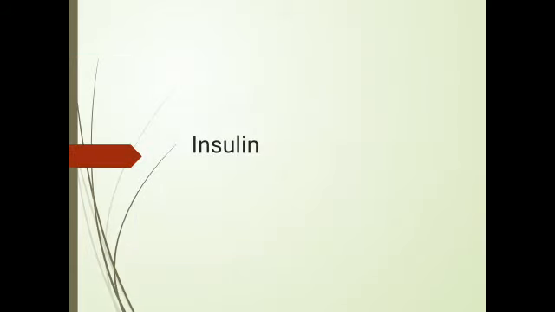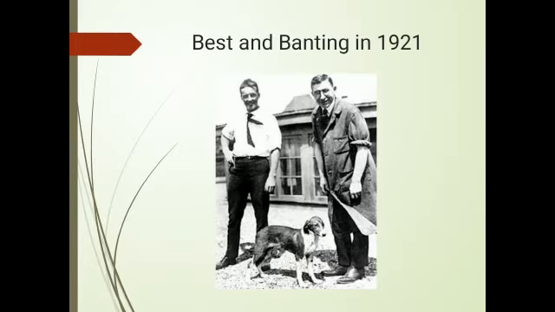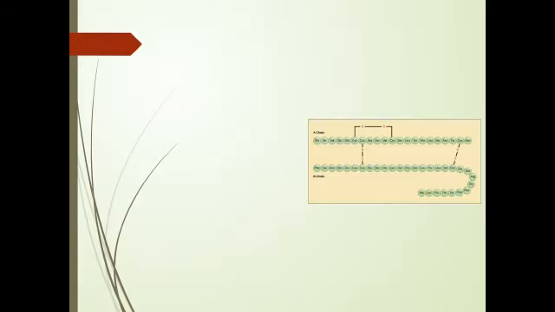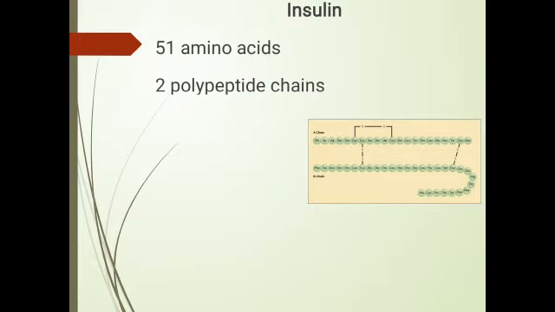We shall see about insulin in detail. Insulin was first discovered by Best and Banting in 1921. This is the structure of insulin. The chemical nature of insulin is a protein hormone. So it consists of 51 amino acids. The amino acids are arranged in the form of 2 polypeptide chains. Polypeptide chain A consisting of 21 amino acids and polypeptide B consisting of 30 amino acids.